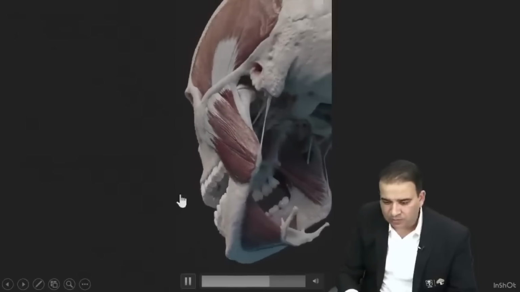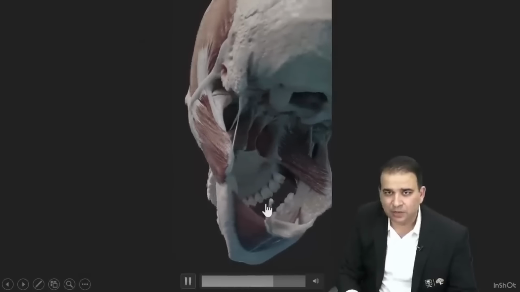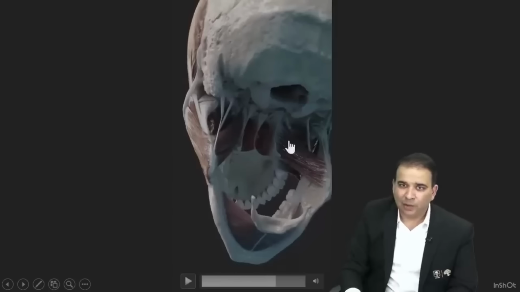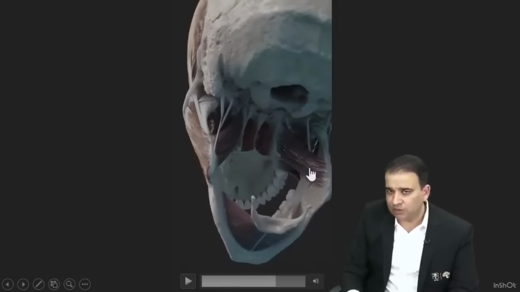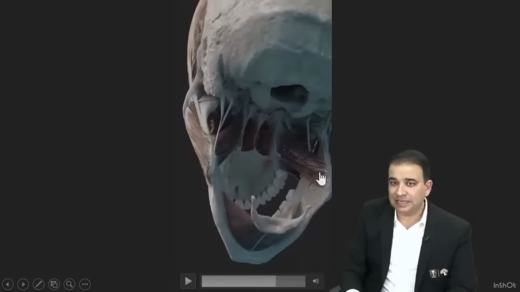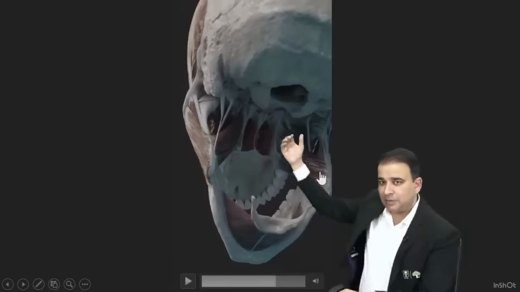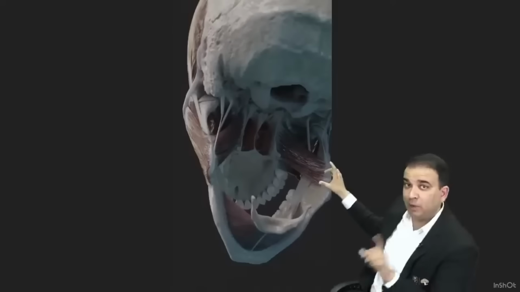Now, I need to pause this video for a second. Yes, I need to find the right place to pause it. Yeah. Now, look at that muscle over there, it is the medial pterygoid. The medial pterygoid muscle is present on the medial side, but the important thing is it is inserted on the medial side of the ramus of the mandible, close to the angle of the mandible. This is very important.